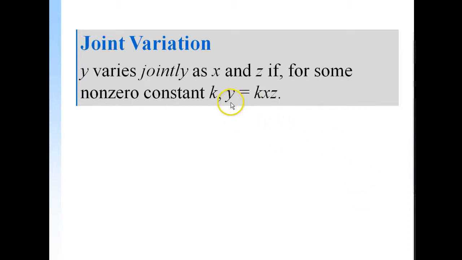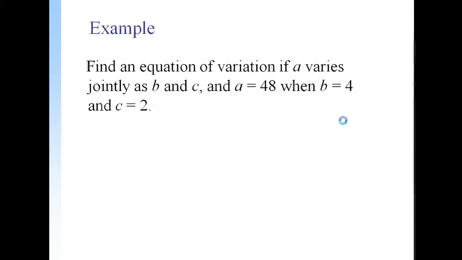So we can write joint variation, if it's direct variation, as y equals, there's our k, constant of variation, there's the original x, we're now adding a z as well. That's why it's jointly. We're adding another variable. So find the equation of variation if A varies jointly as B and C.